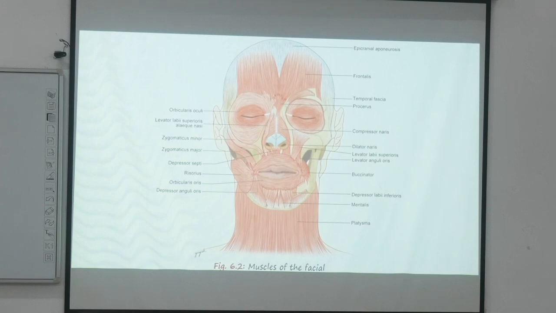Now, muscles around the orbit. This rounded muscle around the orbit is the orbicularis oculi. Another is the corrugator supercilii. This is lying here. This muscle is the corrugator supercilii.